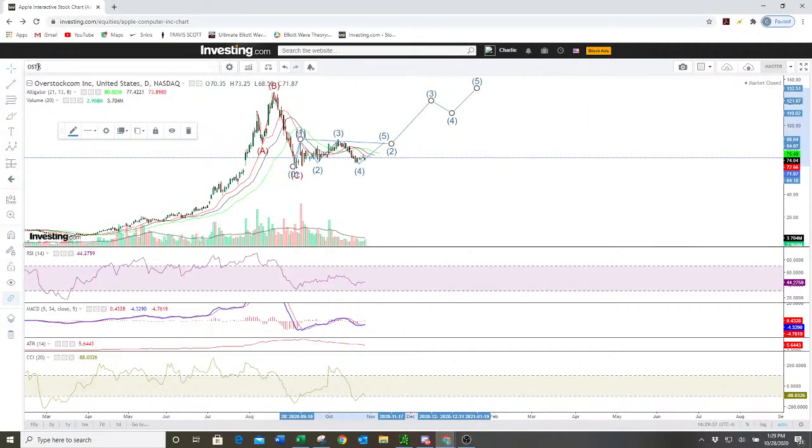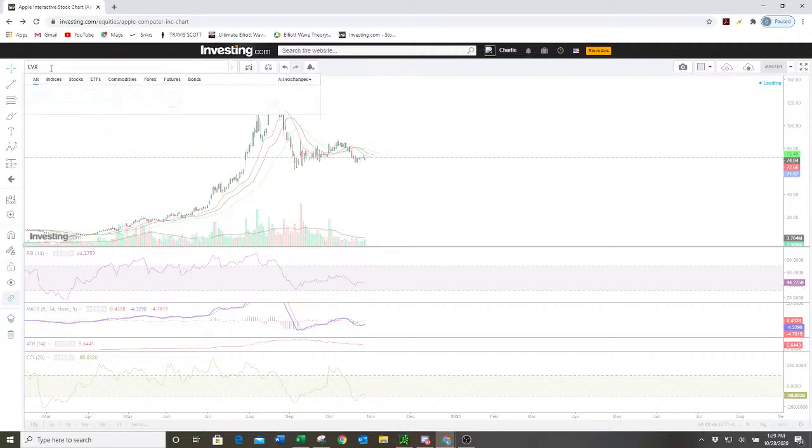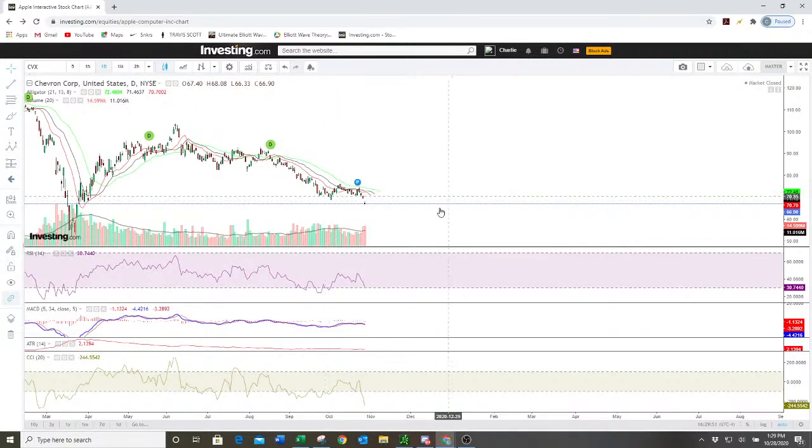CVX, I know I heard a lot about that today. What do they do? CVX, let me see. Nope, it's not loading. CVX, is that a penny stock? Oh, Chevron. Huh. Yeah, I wouldn't touch it. I mean, it looks like it's bottoming out, but I wouldn't touch anything related to oil right now.